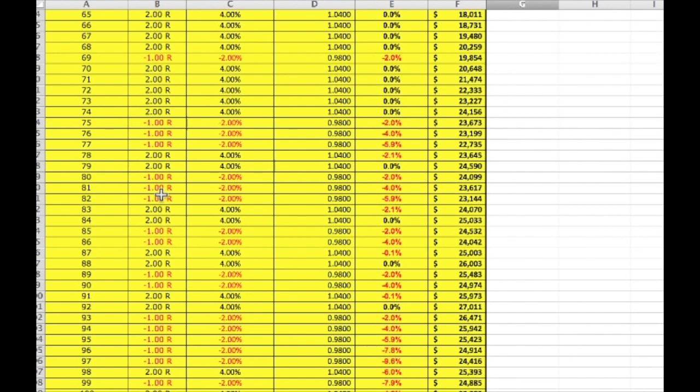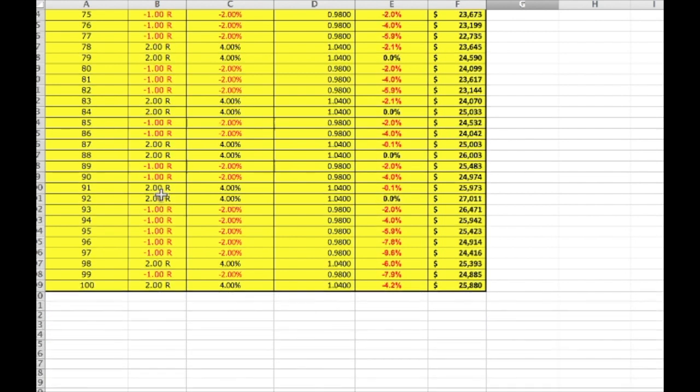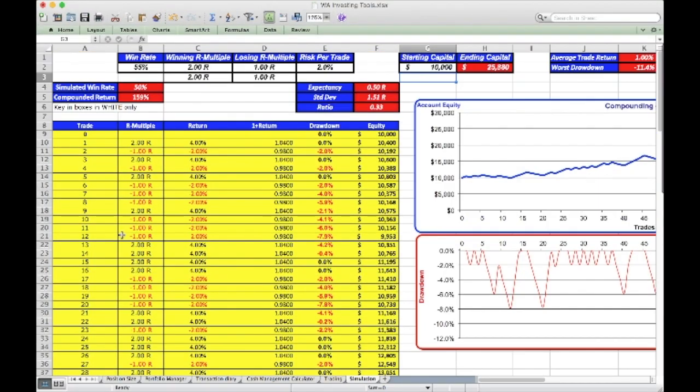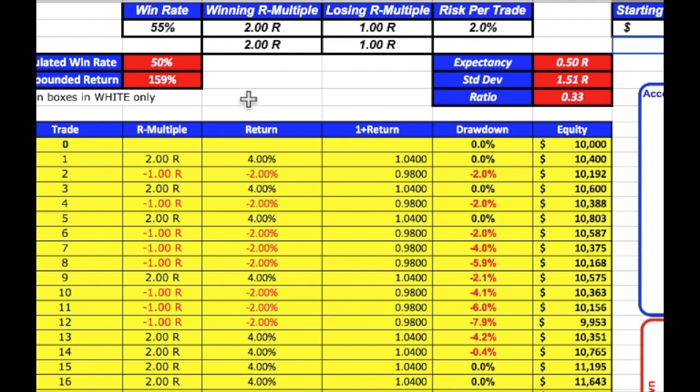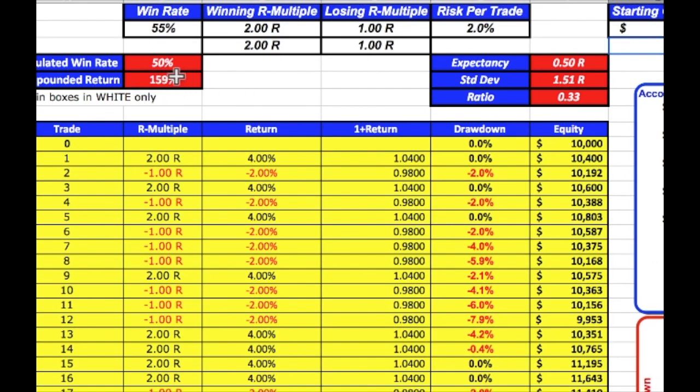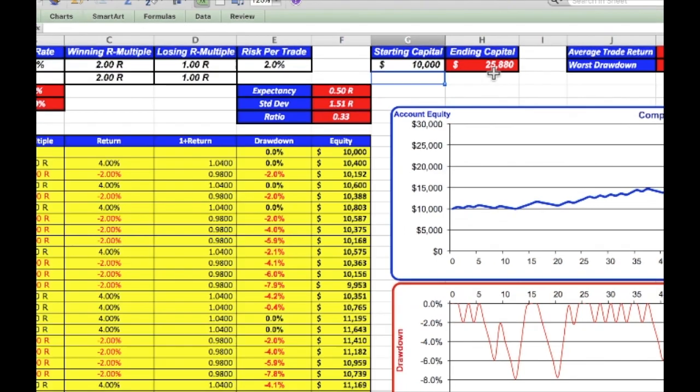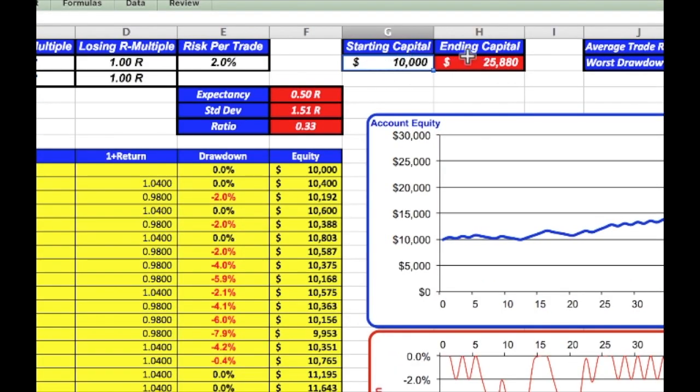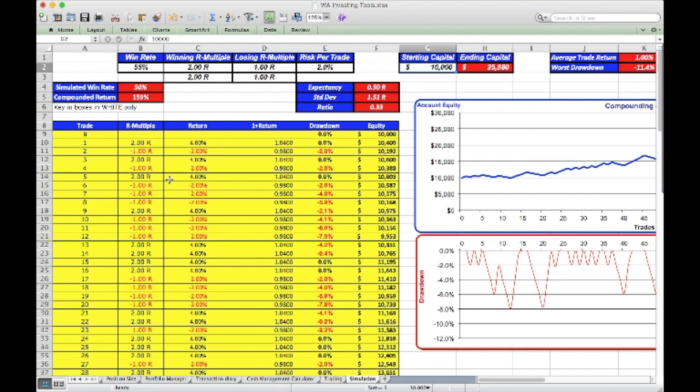If you do about 20 trades a month, in roughly 5 months you can complete 100 trades. So you can see that based on this trading system, you can expect to get a 159% return on your capital in 5 months over 100 trades, which means from $10,000, your capital will grow to $25,000. Now, would you like to have that?